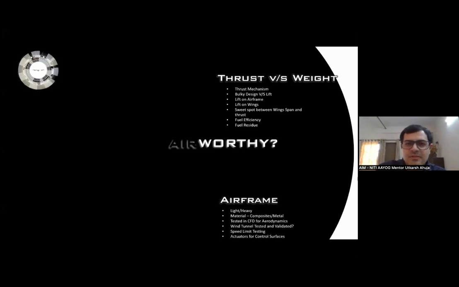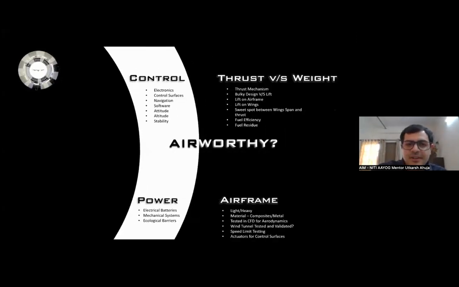In case of a drone, there is no rudder. In that situation, we use PID controllers to make it stable while it's airborne. In case of control design, what are the electronics that you are using? How quickly does the message or signal flow between those electronics? What are the control surfaces? How is your drone navigating? What sort of software are you using? How quickly are you able to control the attitude of the system?